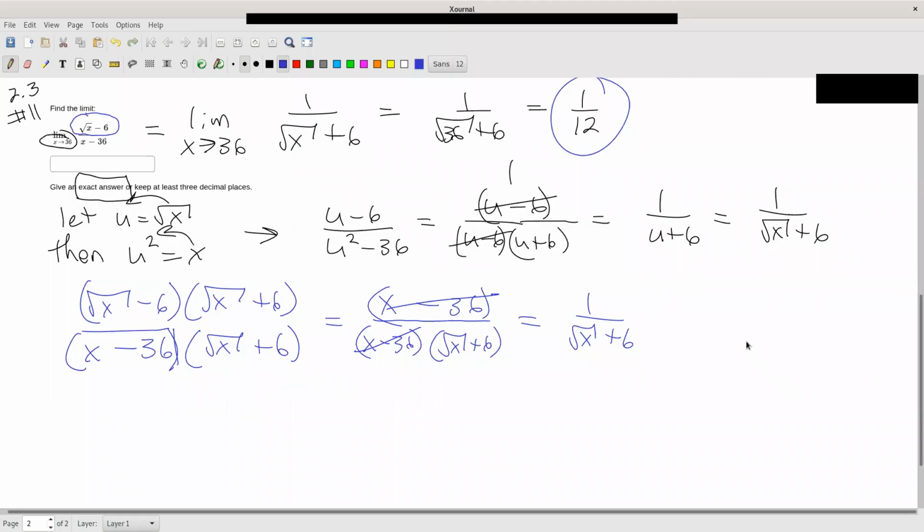So just to make a little note here, checked on graph. Boom, done. All right. So that was exciting, wasn't it? It was kind of cute.